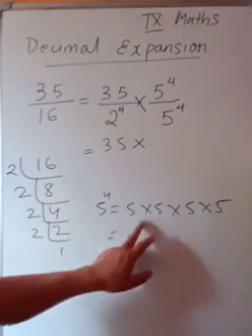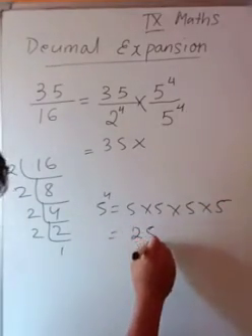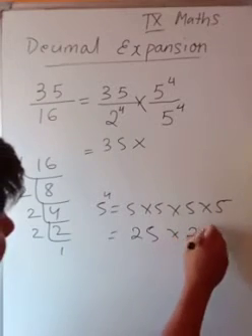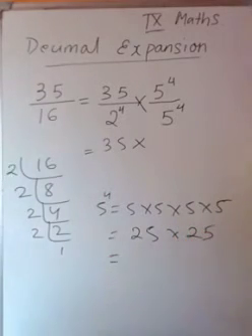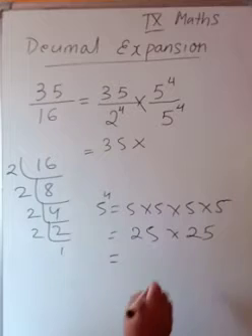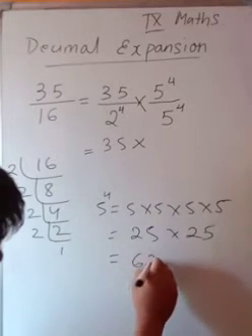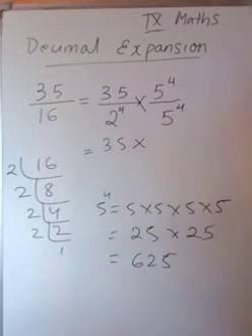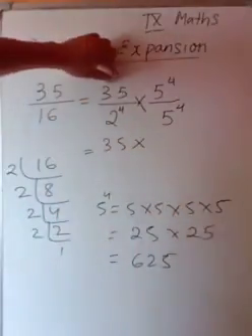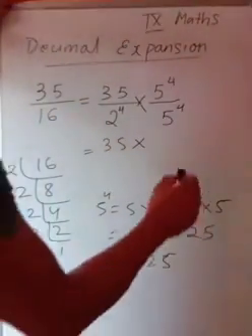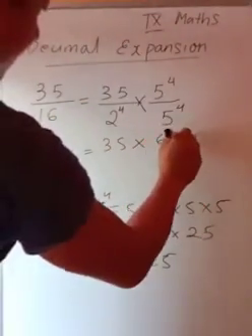So this is 5 5s are 25. And here is also 5 5s are 25. Now when you multiply 25 into 25, it gives 625. So this means 5 power 4 means 625.